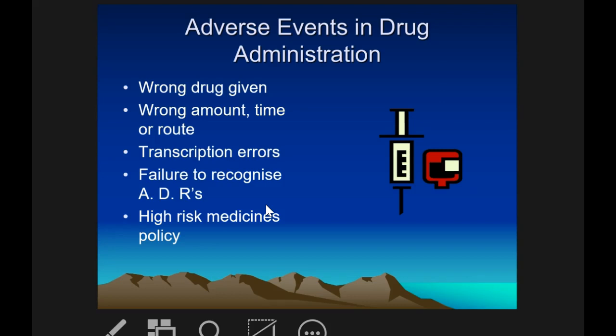So wrong drug, when that's given, what can be some of the reasons for that? Well, if the drug order is unclear, if a verbal order is misheard, or failure to check the label on a drug, or simply misunderstanding that. So look at the case of Bhavesh Shah, HCCV Shah, lots of things there. The wrong amount, the wrong time, and the wrong route.